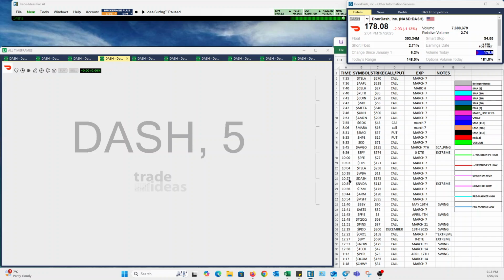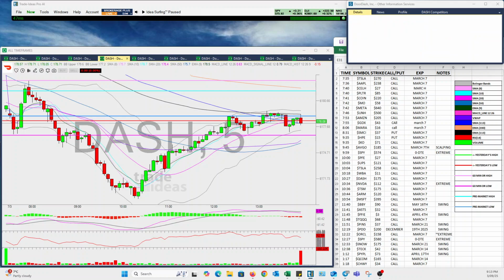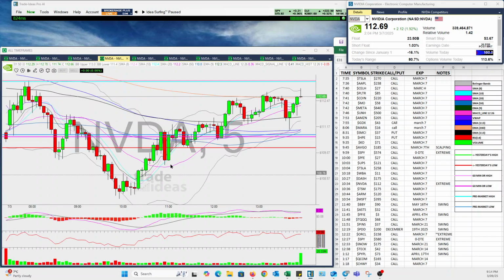So that was at 10.27, Dash. Again, this was the reversal of the market for the day. If you'd have got in, great trade. You'd have got a lot of nice upside to that. Next was NVDA. This was a call at 10.34, and this had extreme risk. Let's just look at why.